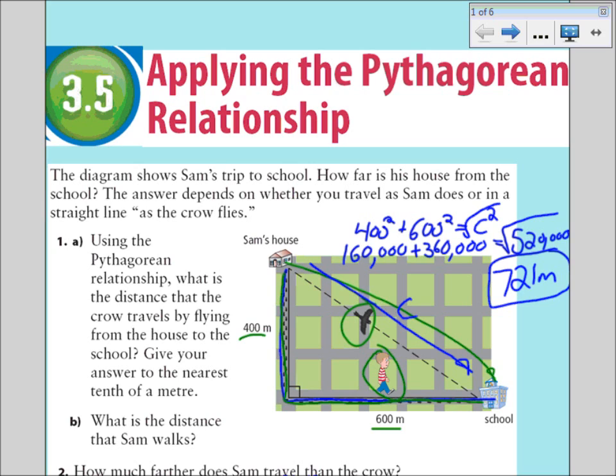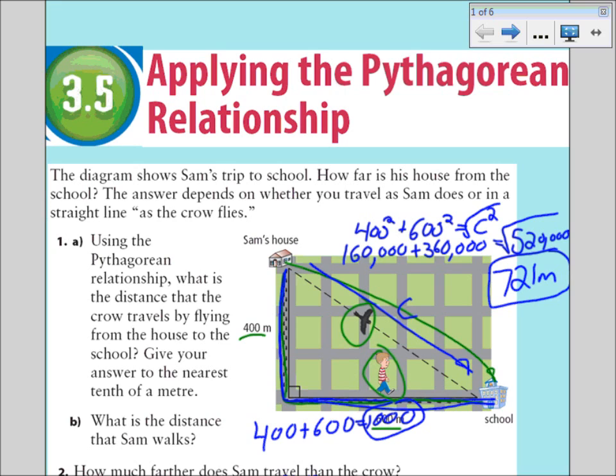What is the distance that Sam walks? Sam walks 400 meters and then walks an extra 600 meters. So 400 plus 600 equals 1,000. So Sam walks 1,000 meters.